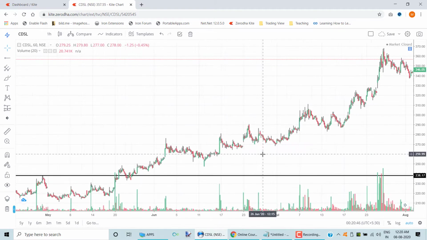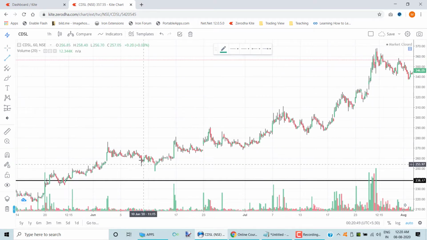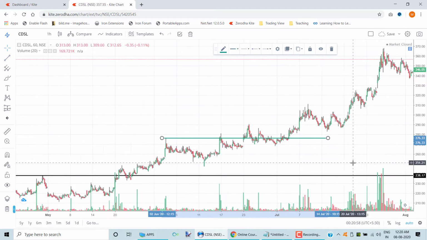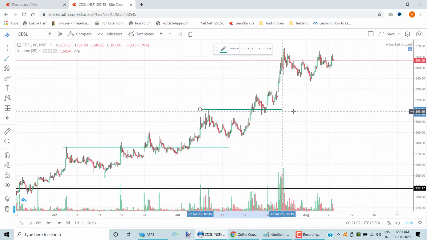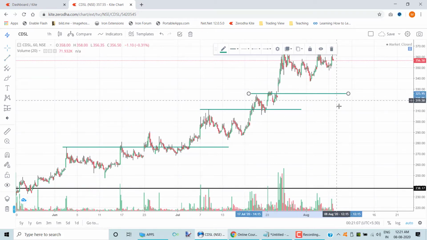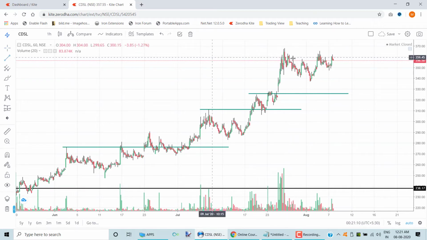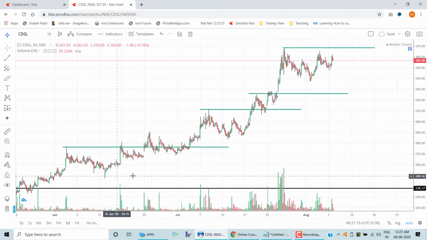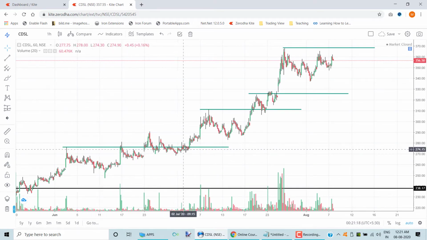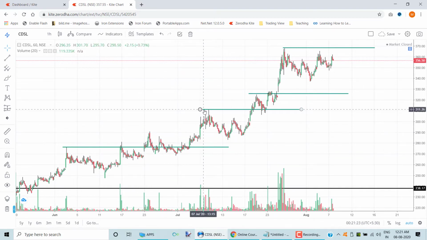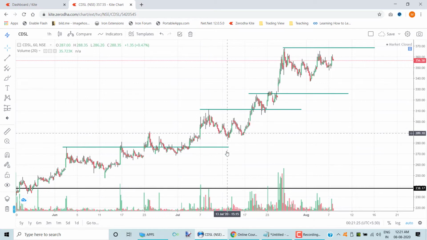So here your trend started, and this would be your first resistance, this would be your second resistance, and this would be your third resistance, and the current resistance is the fifth one. Now what I can tell you here is that for the time prices are above this range, the retrace will be tradable.